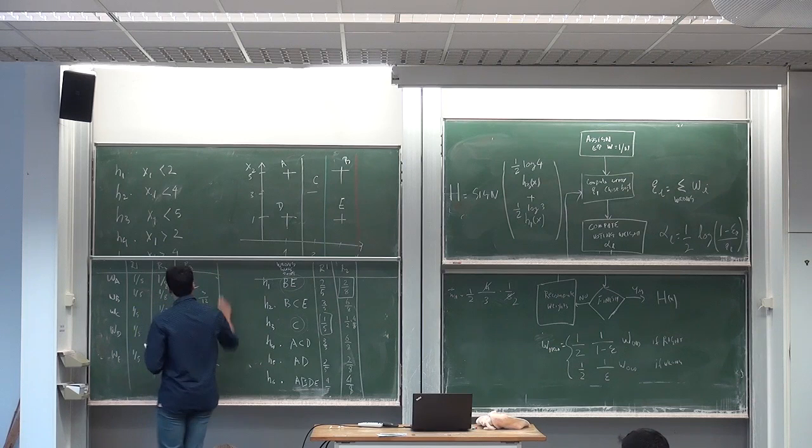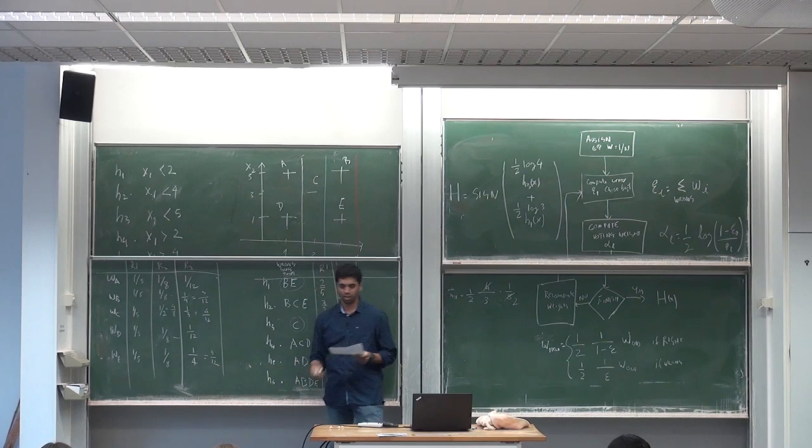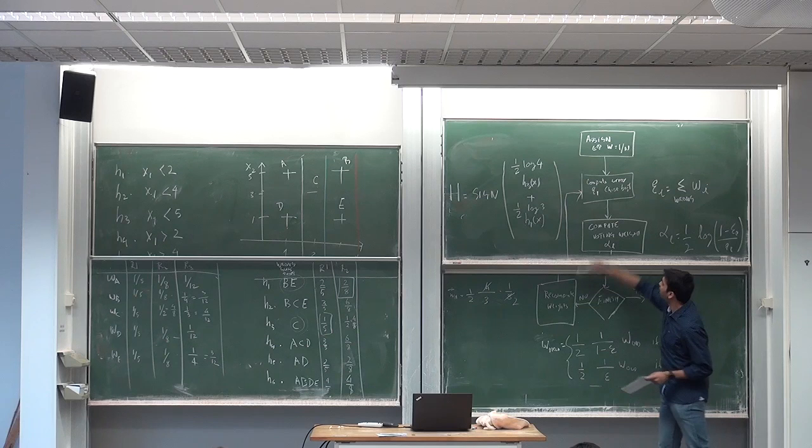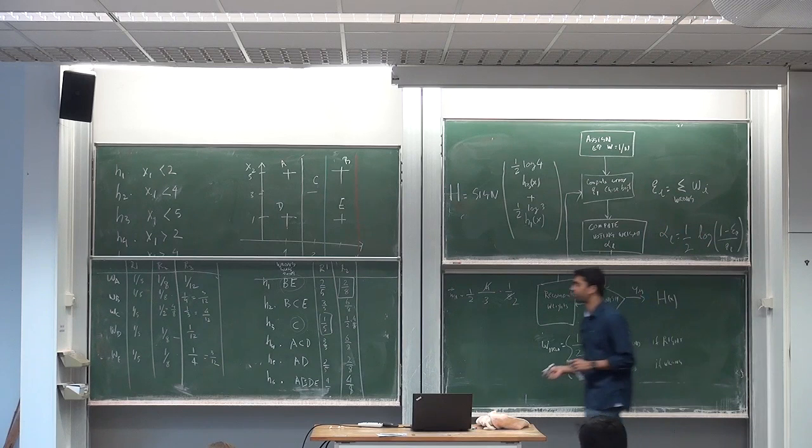Okay, given this, these are the weights in the third round, right? Then what should I do? Once I have the weights, what do I do? Once I have the weights, then I compute the error rate and choose the one with the best error rate, right? What's the error rate on round three?